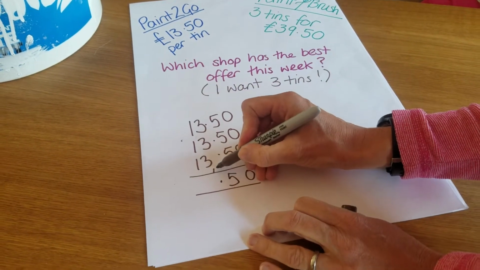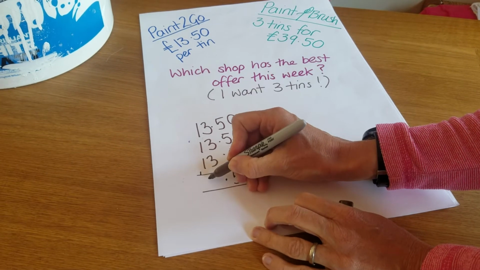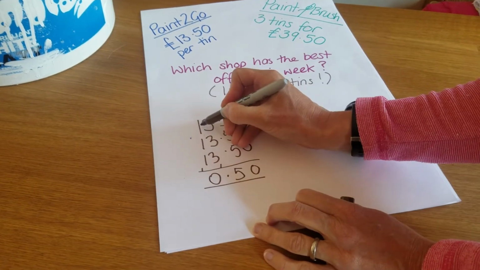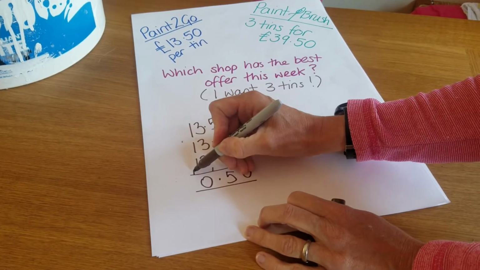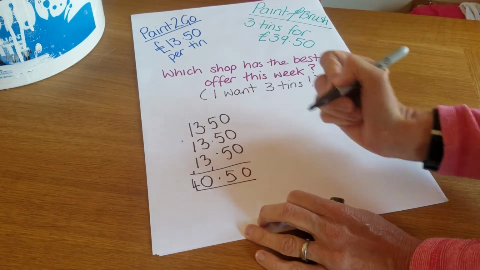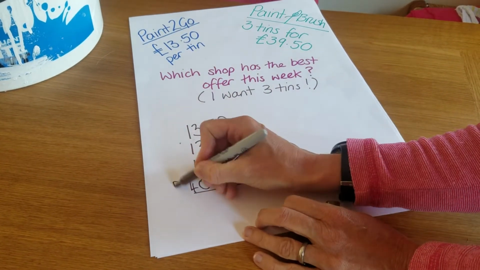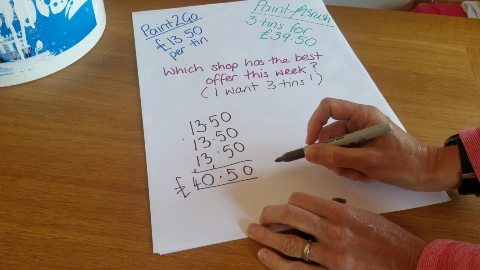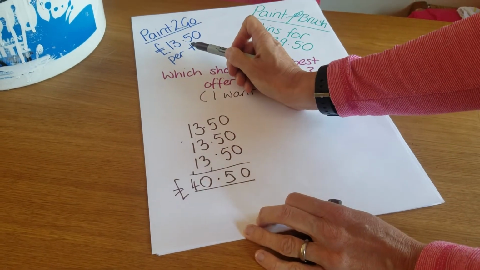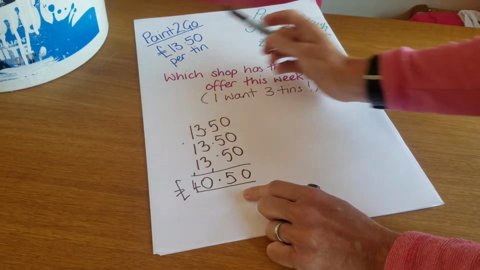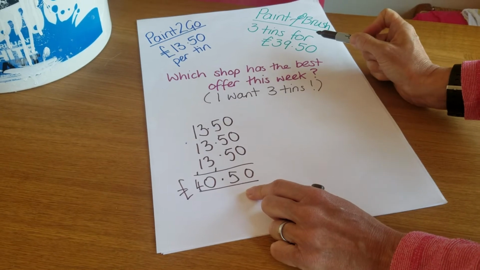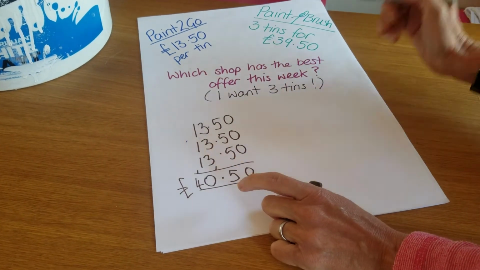But don't forget this little one here. And it's a 10. And my last column, 1, 2, 3. Don't forget the little one here. And it's £40, remember, because it was pounds and 50 pence. So if I buy 3 tins from here, it'll be £40 and 50. If I take them up on the offer, it's going to be £39.50.